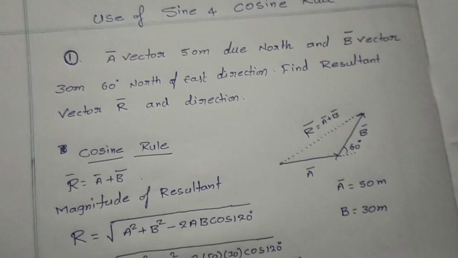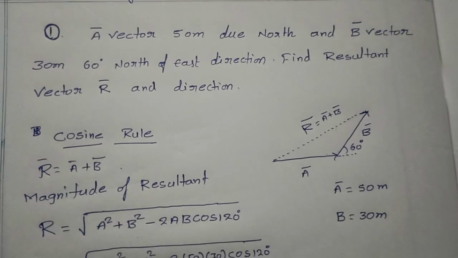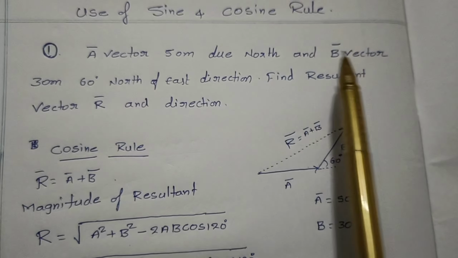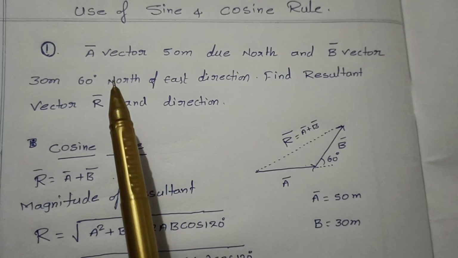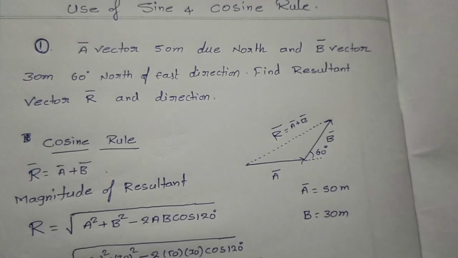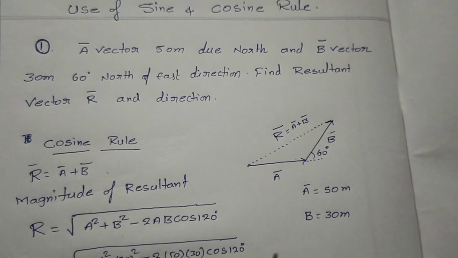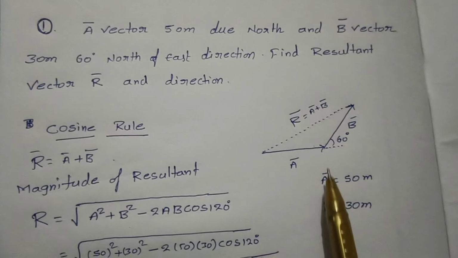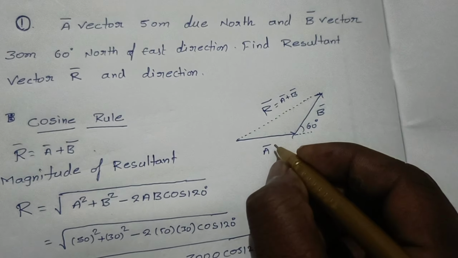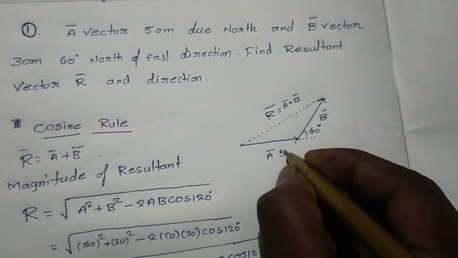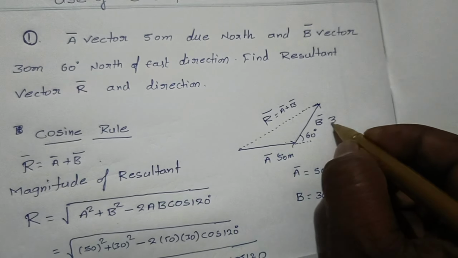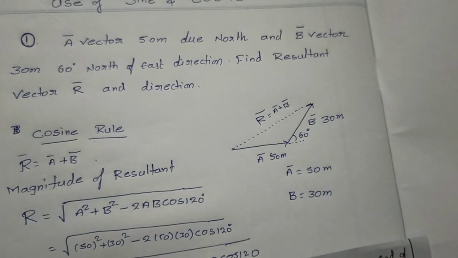My dear friends, we'll see one example problem. Here vector A is 50 meters due north and vector B is 30 meters at 60 degrees north of east. Find the resultant vector magnitude as well as the direction. Here, simple, look at the diagram: vector B is at 60 degrees with the positive x-axis, and vector B is 30 meters.